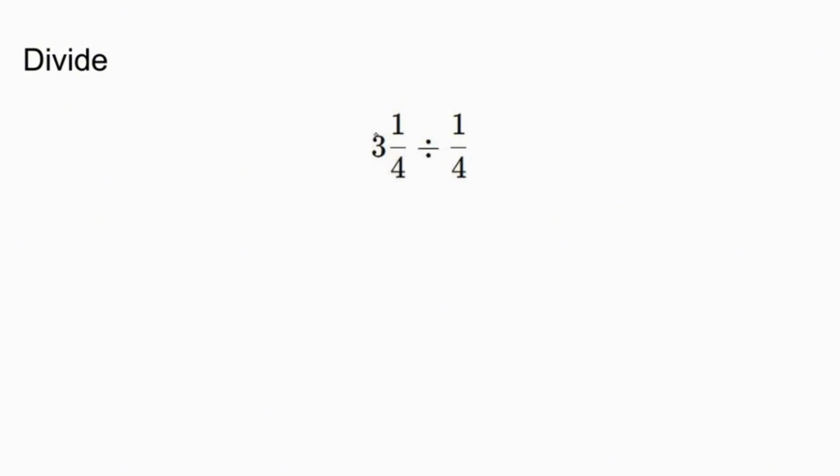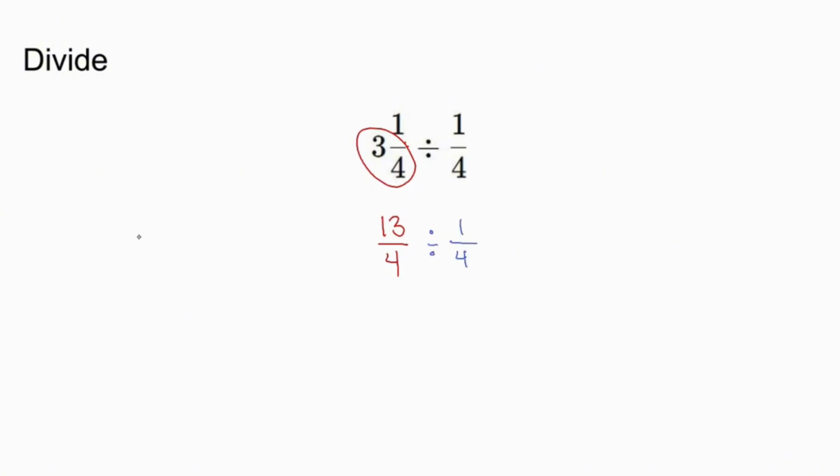Well, multiply the 3 that lives out in front to the denominator of 4. 3 times 4 is 12. Take that 12 and add it to the numerator. 12 plus 1 is 13. That 13 becomes your new numerator. Your old denominator of 4 is going to stay that way. Now, drop down divided by, drop down 1/4.